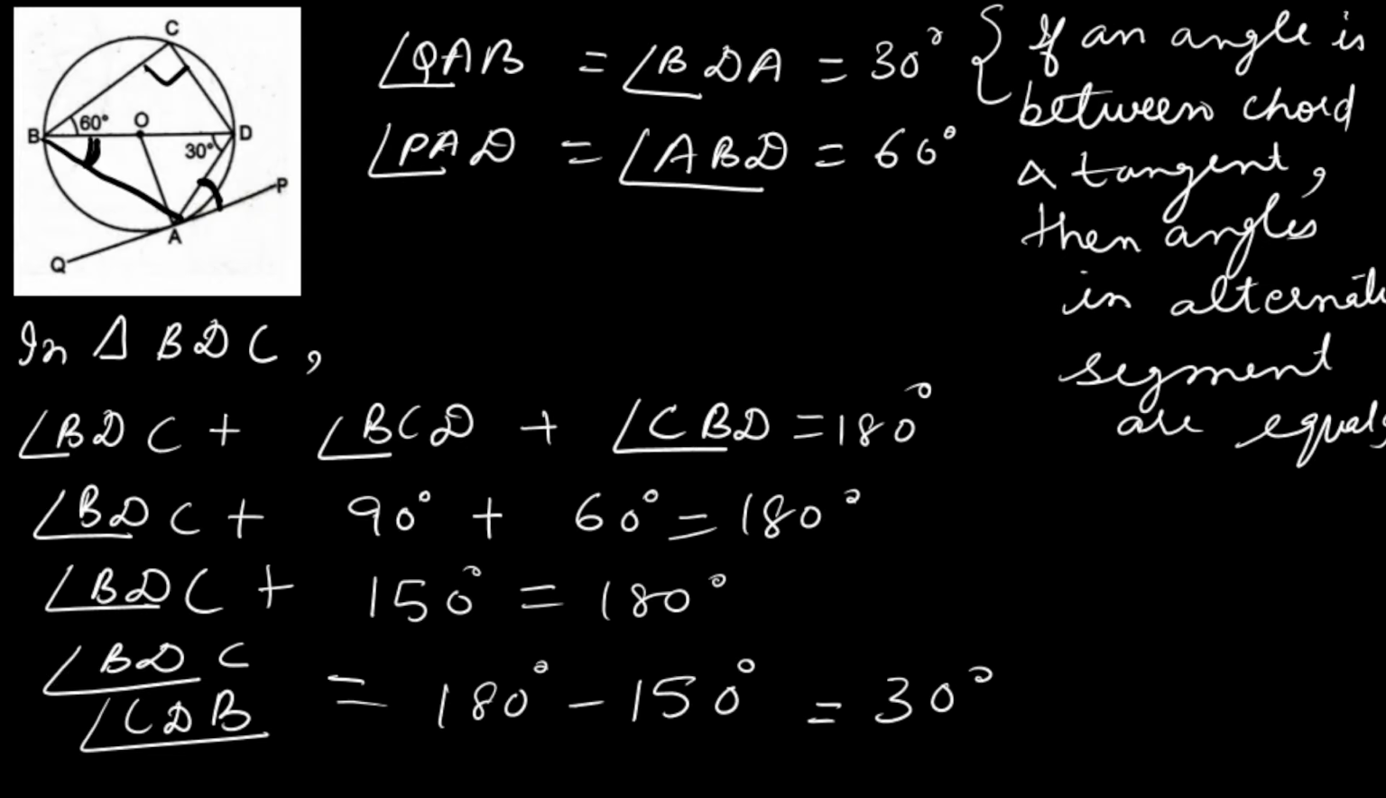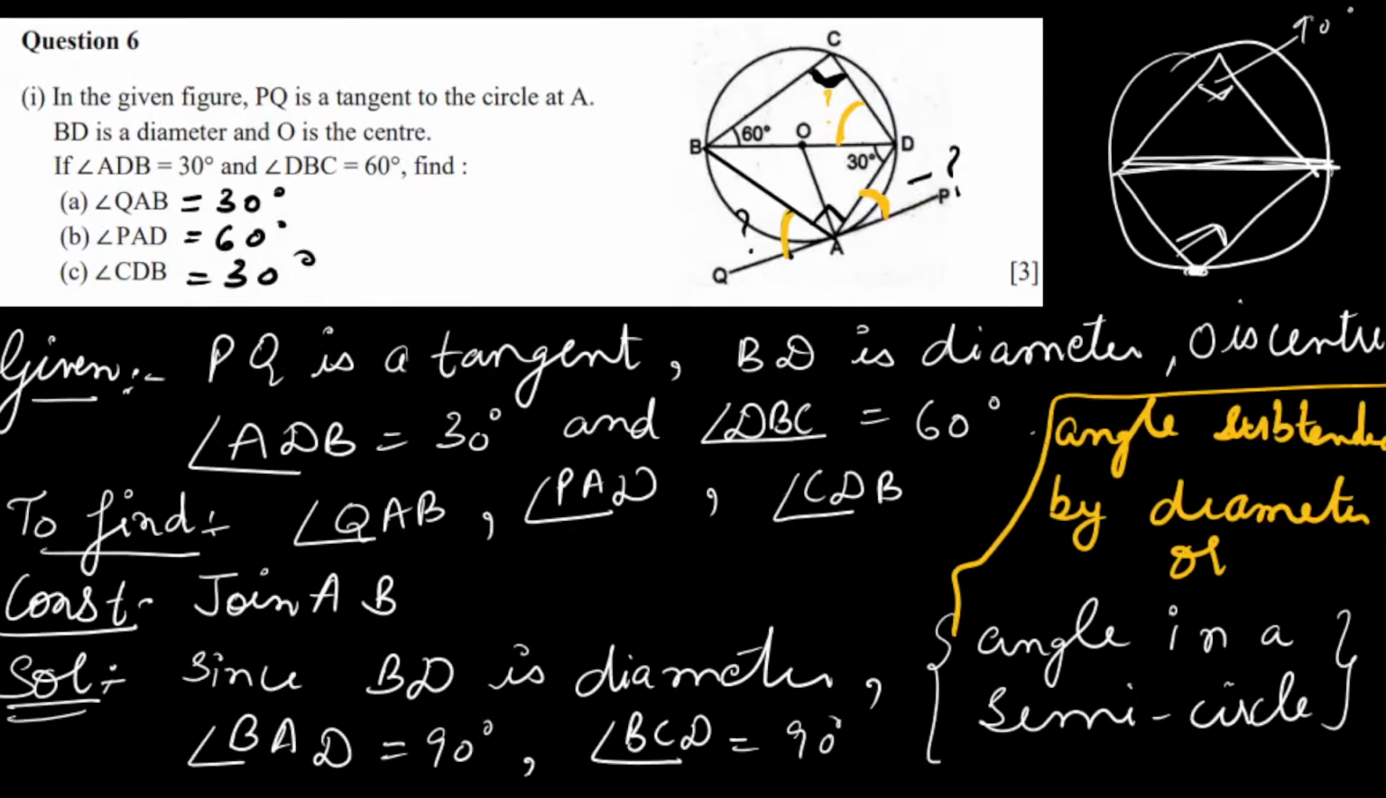Three angles we had to find in this one. Two angles we found with the help of angles in the alternate segment, and one we found using the angle sum property. So the things we have used in this one are: angle in a semicircle is 90 degrees, that is one rule. Then, if the angle is between a chord and a tangent, then the angle in the alternate segment is equal. So these two things we have used in this question. Now let's do the next question. This question was very easy.